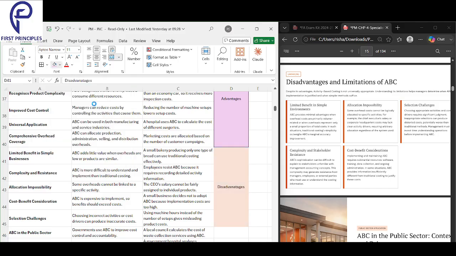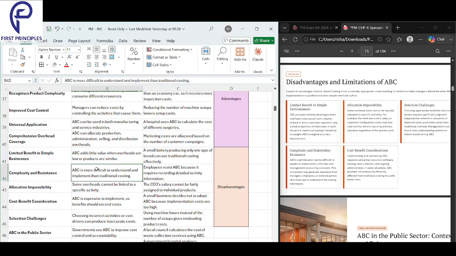So when we make sense of the disadvantages, what does it say? The first thing it's telling us is that there is limited benefit in a simple environment. See, the more complex, the better. You put it in a simple environment, there are very limited benefits. ABC adds little value when overheads are very low or productions are very similar. It doesn't really make sense to use ABC there. Next, ABC is more difficult to understand and implement than traditional costing, right?